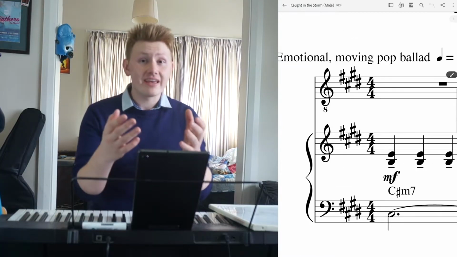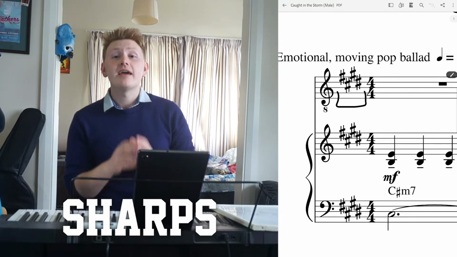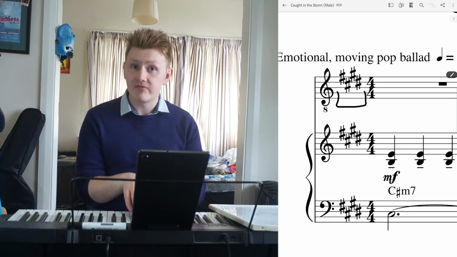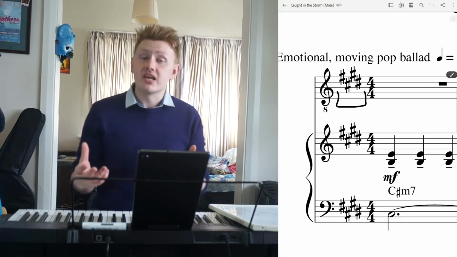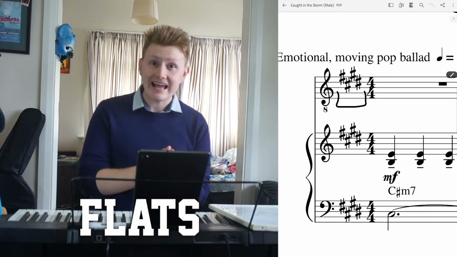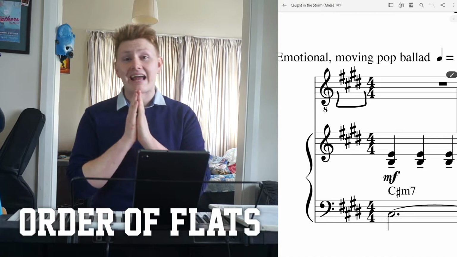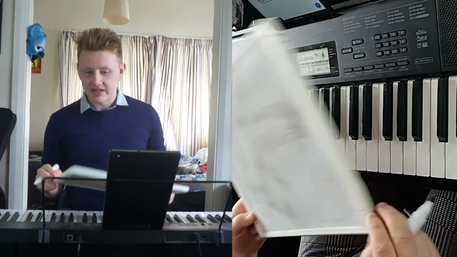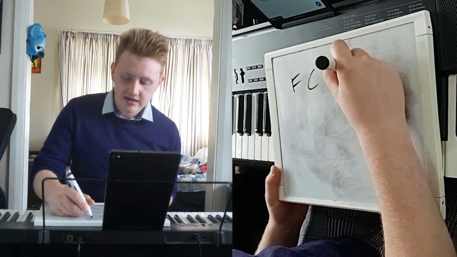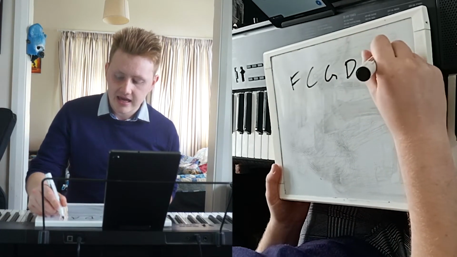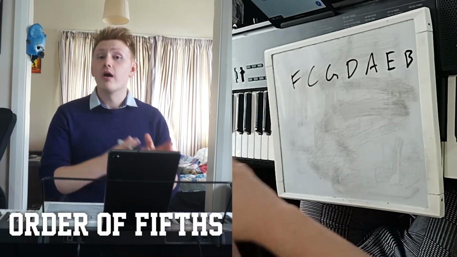However, in songs like this where there is a noticeable key signature, these what are called sharps here, it means that we do use some of these black keys. The way to work out how many of the black keys you will be using, or what sharps or flats you will be using, is by using what is called the order of sharps and flats. The easiest way to remember this is F, C, G, D, A, E, B. This is also called the order of fifths.